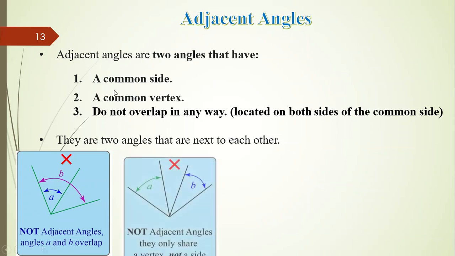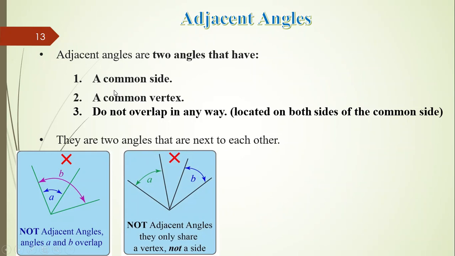Okay. In the second example, as we can see, the two angles only share a vertex and not a side. So A and B are not adjacent angles. They don't have a common side between them.